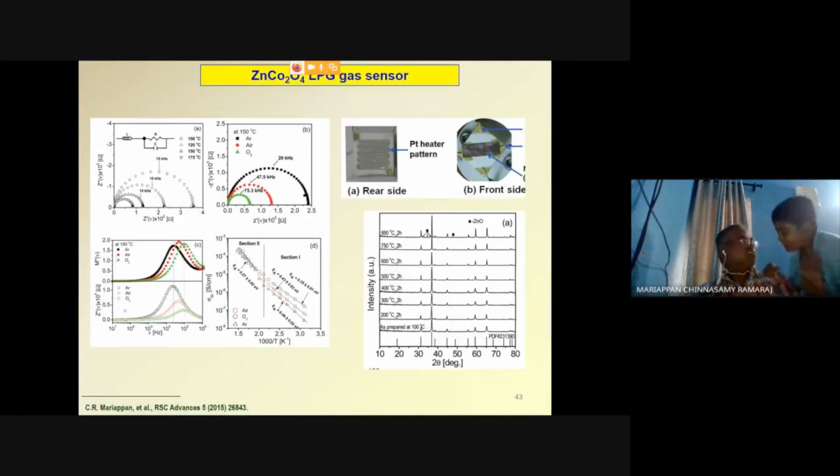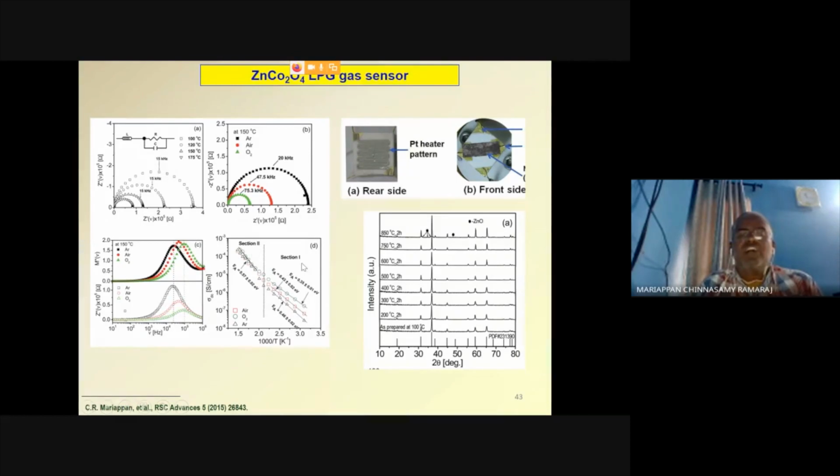Then we have done an LPG gas sensor also based on this material, this zinc cobalt oxide. This also gives very nice sensitivity for LPG. So for this material, first we have characterized it with impedance spectroscopy in various atmospheres, and from that we estimated the DC conductivity with respect to temperature. There are two regions we observed.